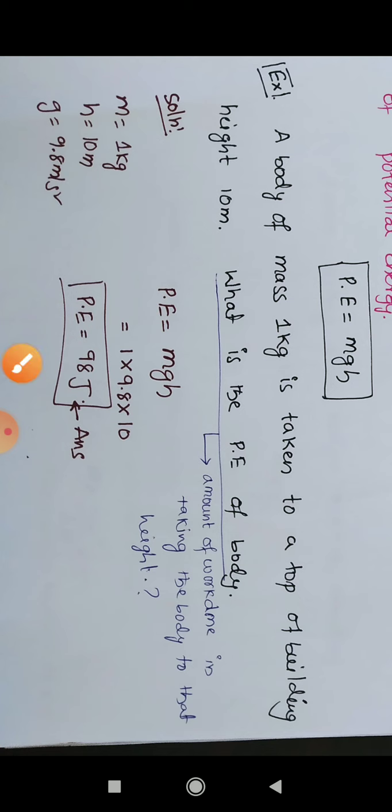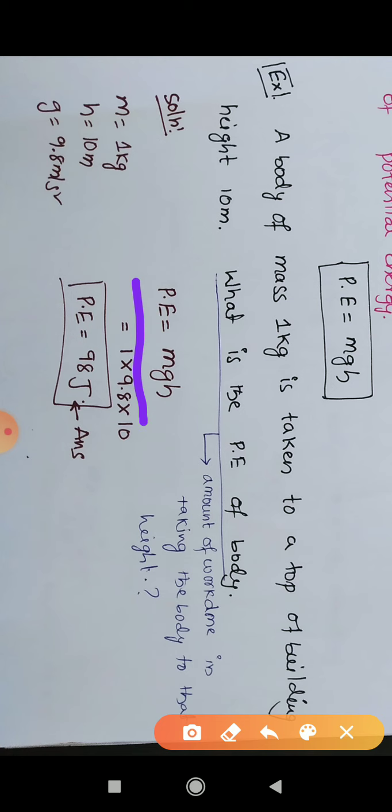What is the general formula here? To find the potential energy, mgh is the formula, where m is the mass of the body, which is 1 kg, h is the height, which is 10 meters, g means it is acceleration due to gravity, whose value is equal to 9.8 meters per second square. So by substituting all here, you will get 98 joules. So the answer is 98 joules.